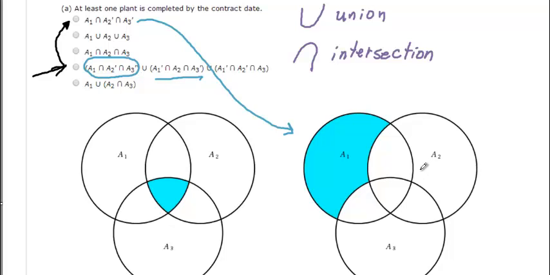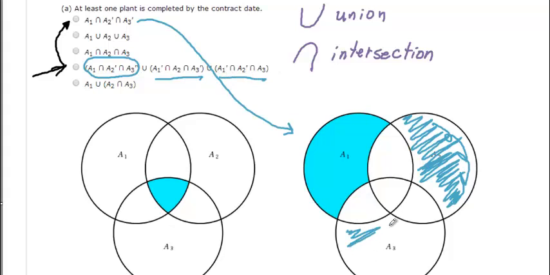So what's not in A1 but is in A2 and not in A3, so that would be this section right here, just following the pattern from the first one. And then I bet they make me do that with A3. Yes, they do. So that would be this section right here. And that's the answer to what this fourth line looks like.